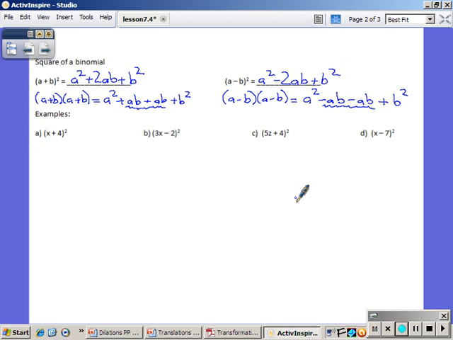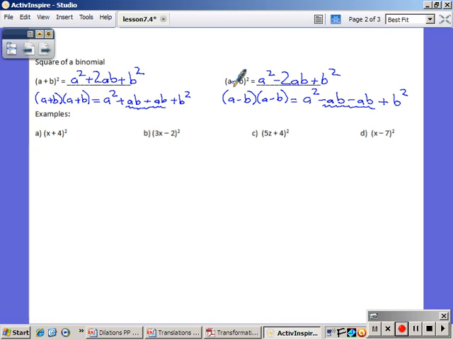Notice, the only thing different between those two patterns is plus in the middle when there was a plus in the middle, minus in the middle when there's a minus in the middle. So again, if you want to memorize them in terms of a's and b's, that's great. Or again, when I think about it, I think about a as the first term, b as my second term. First term squared, double the product of the two terms, plus the second term squared.